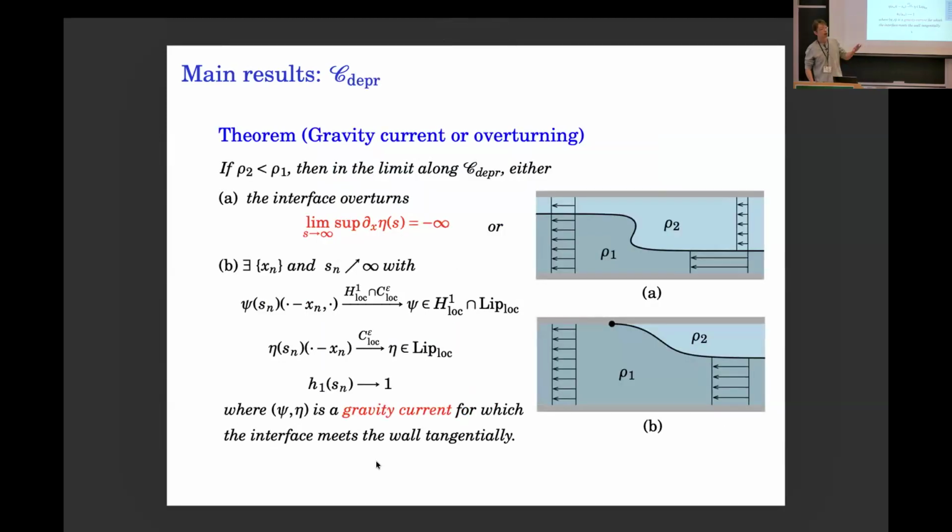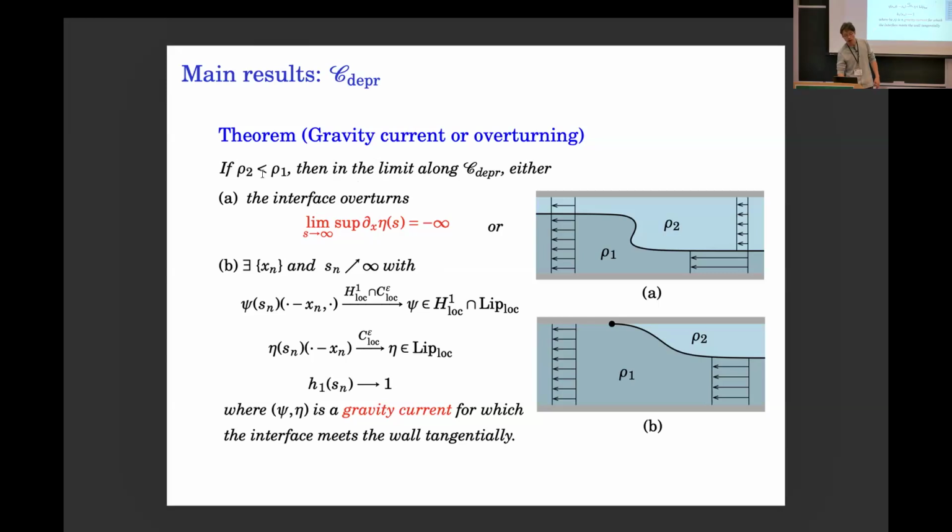What happens on the other branch? The depression branch, it's not quite satisfying yet. We're still working on it. We still are left with 2 alternatives: either one sees this overturning, or if not, there will be a contact point. There will be a gravity current kind of thing, or a cavity flow.